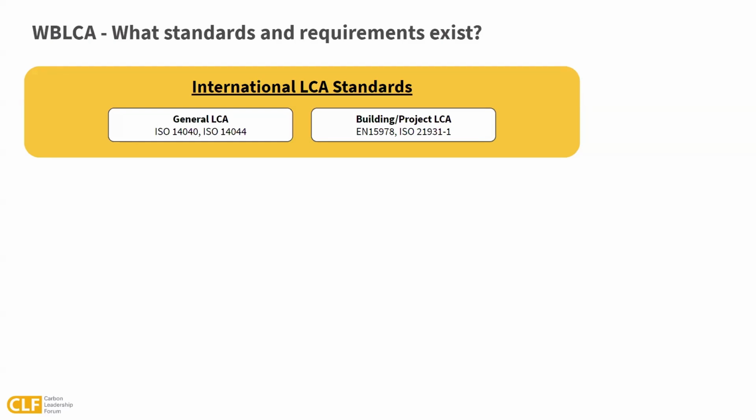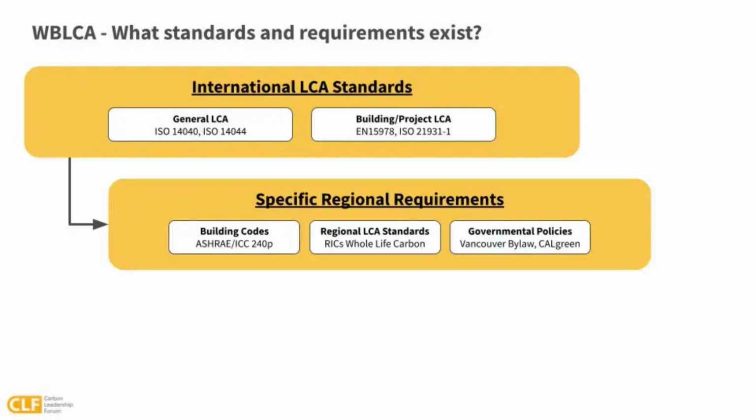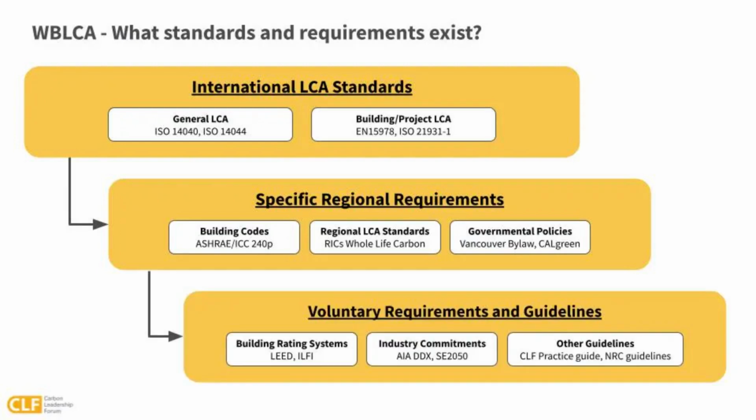However, they are not typically mandatory nor specific enough for everyday LCA modelers to actually use consistently across an entire industry. And to fill that gap, specific regional requirements exist to interpret international LCA standards and provide more specific rules and requirements for whole building LCA modeling. Now, these are typically mandatory for their specific geography or jurisdiction and include things like building codes, regional standards, or other governmental LCA policies.